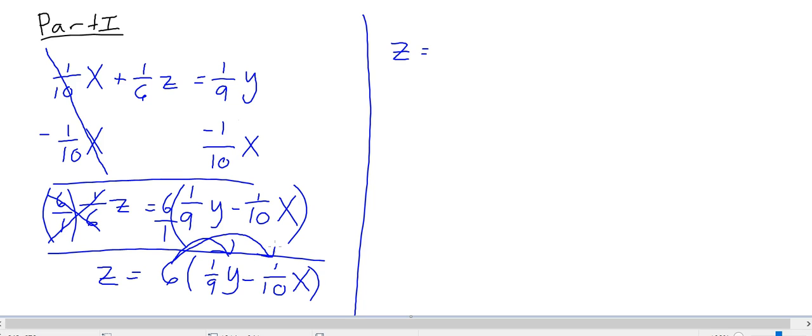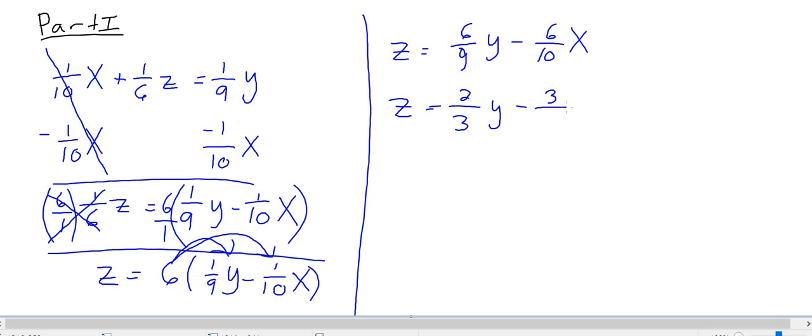10x. So 6 times 1 over 9 is 6 over 9y minus 6 times 1 over 10x is 6 over 10x. And we could reduce these two fractions. 6 and 9 are both divisible by 3. 6 divided by 3 is 2. 9 divided by 3 is 3. 6 over 10 can also be reduced. 6 and 10 are both divisible by 2. 6 divided by 2 is 3. 10 divided by 2 is 5. And then we have to bring down that x. So z is equal to 2 over 3y minus 3 over 5x.